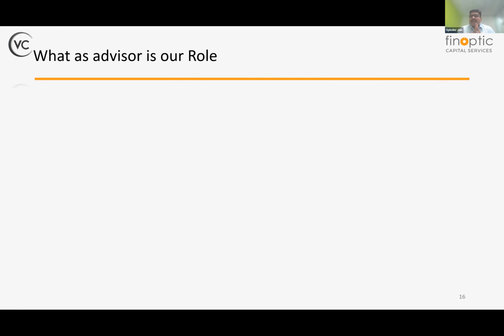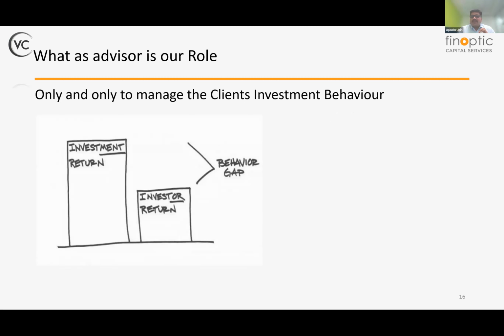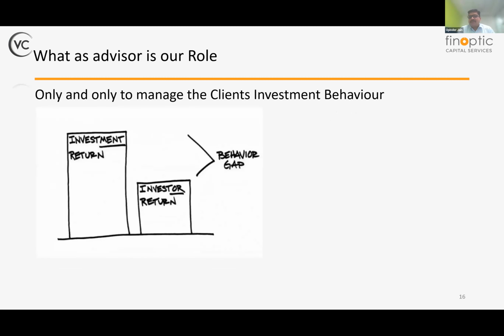So what, as an advisor, is our role? I think this has been repeatedly told also by my other colleagues and friends. We are here only and only to manage clients' behavior, investment behavior. The behavior gap between the investment return and investor return is where we as advisors come into the picture.